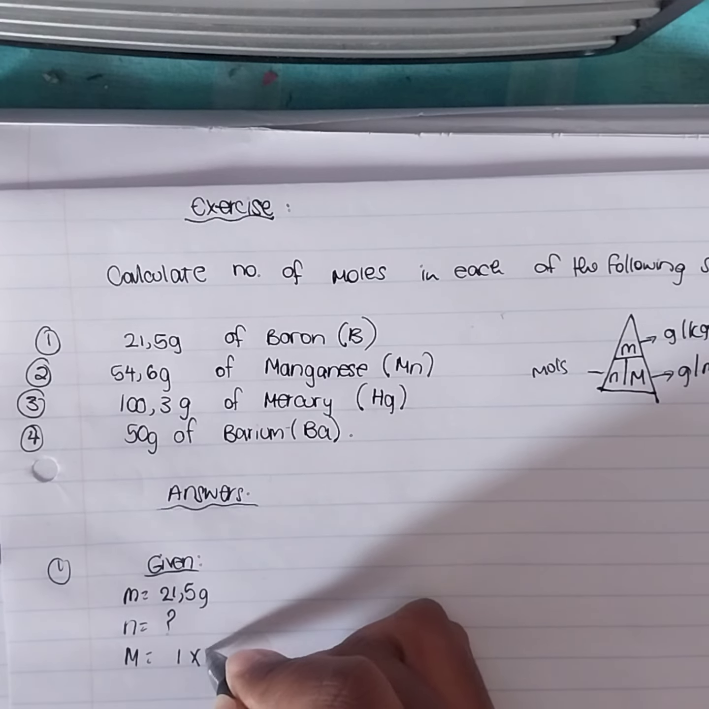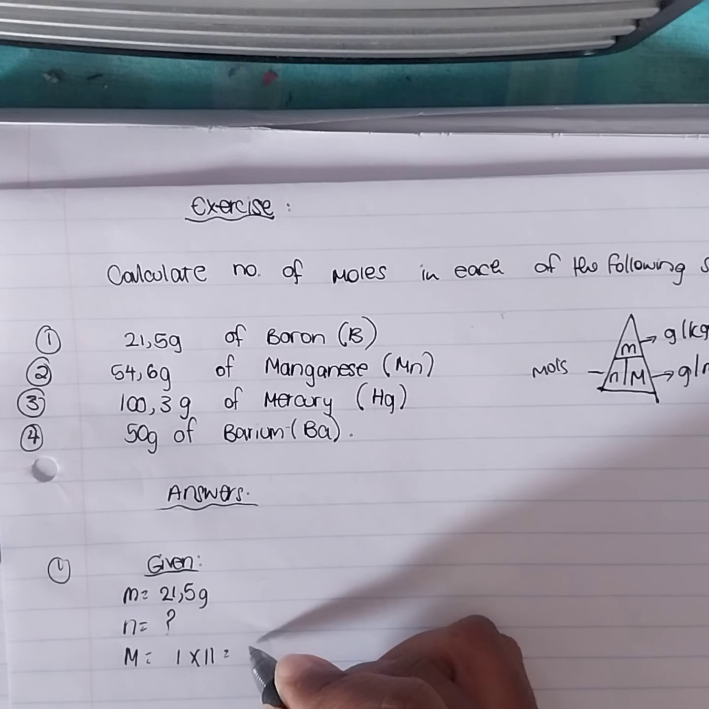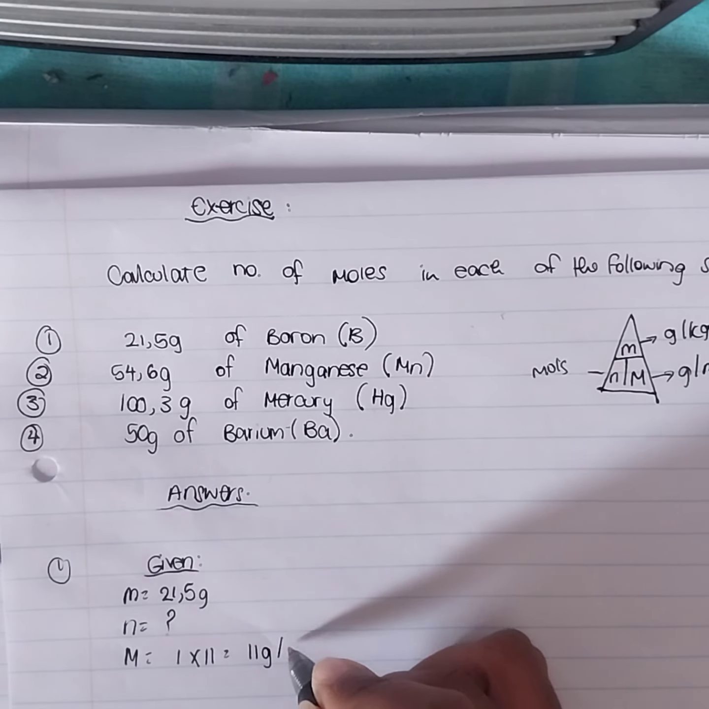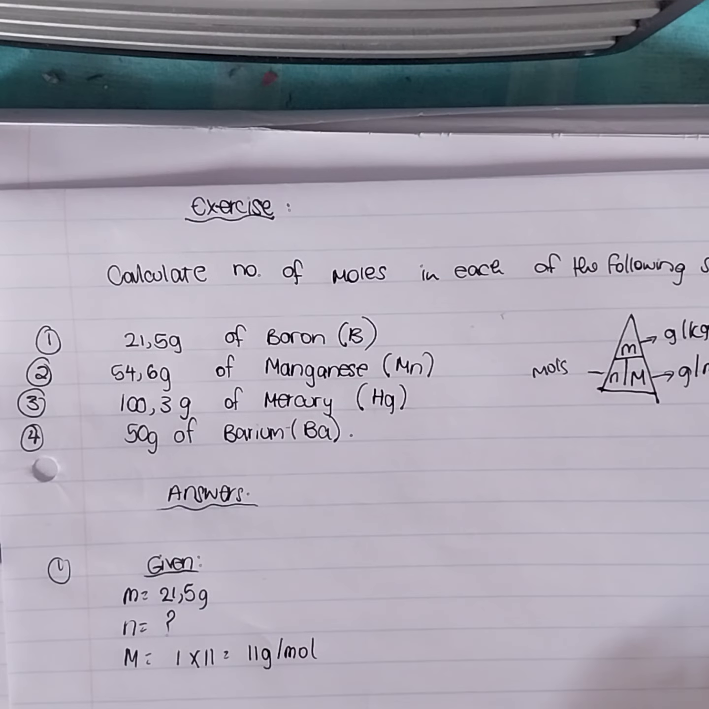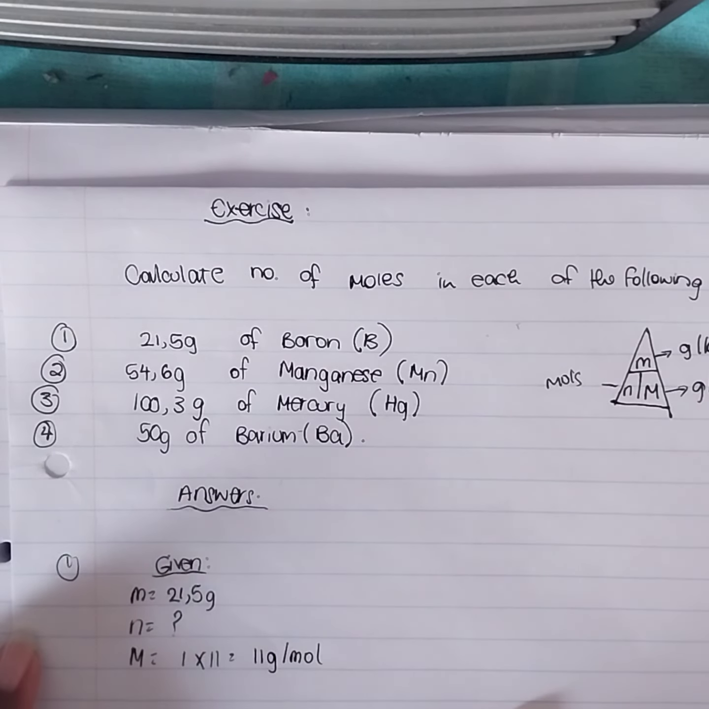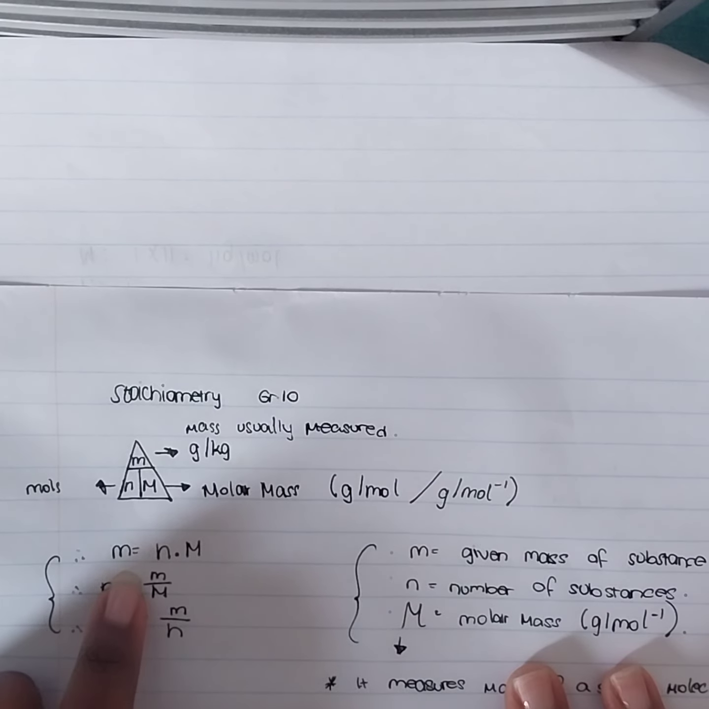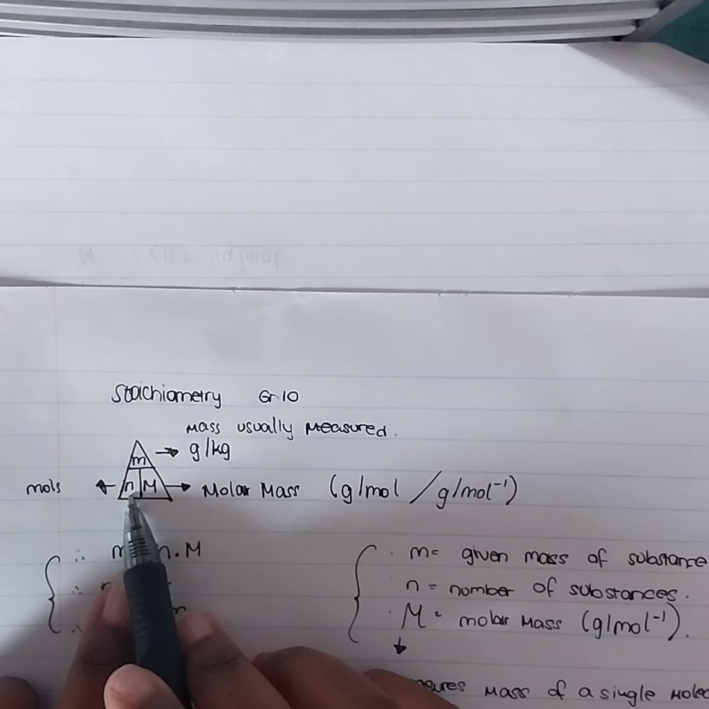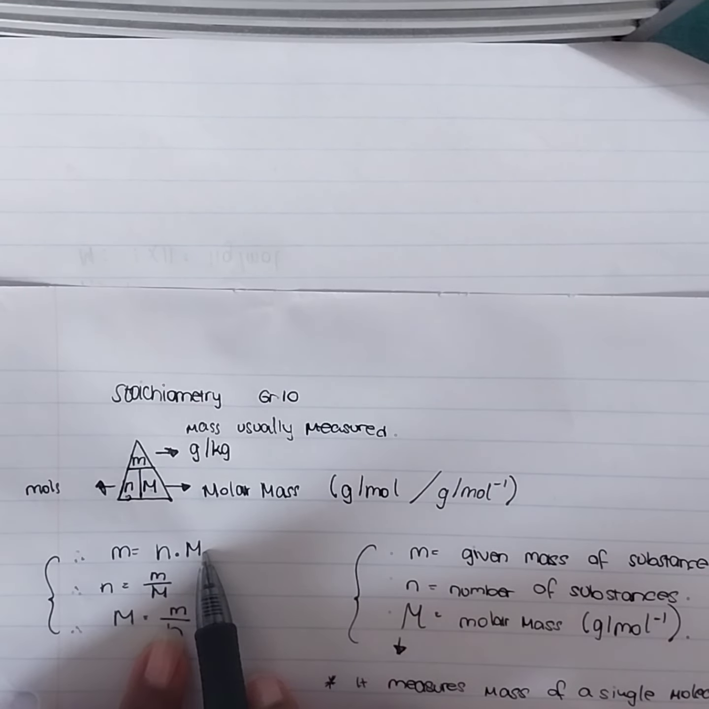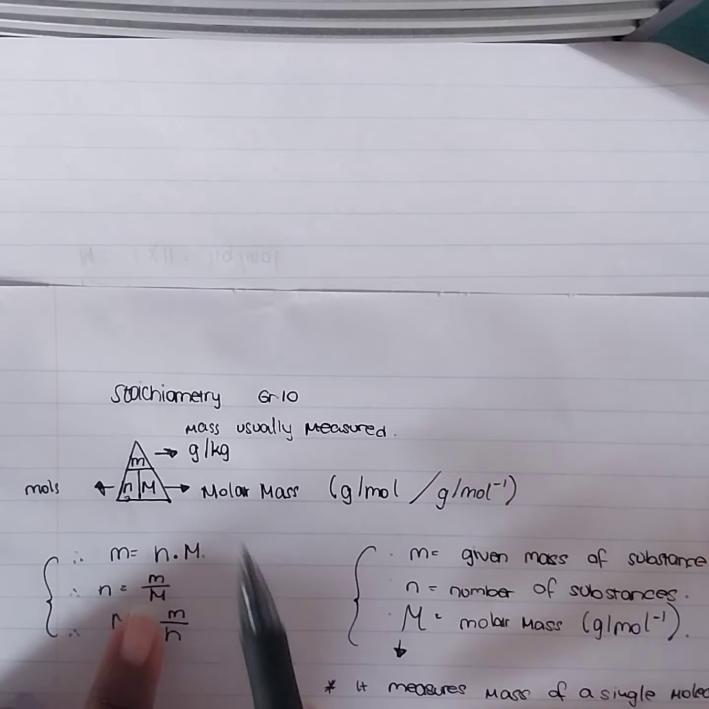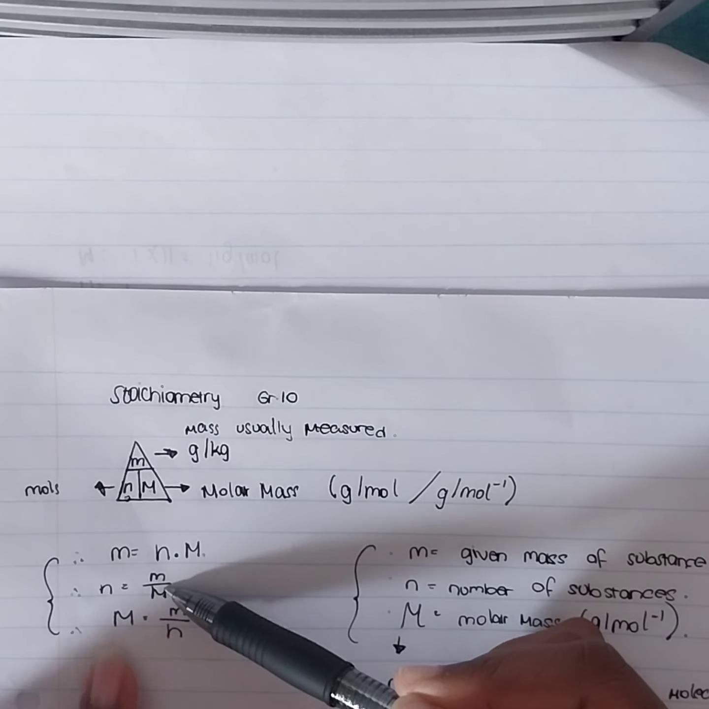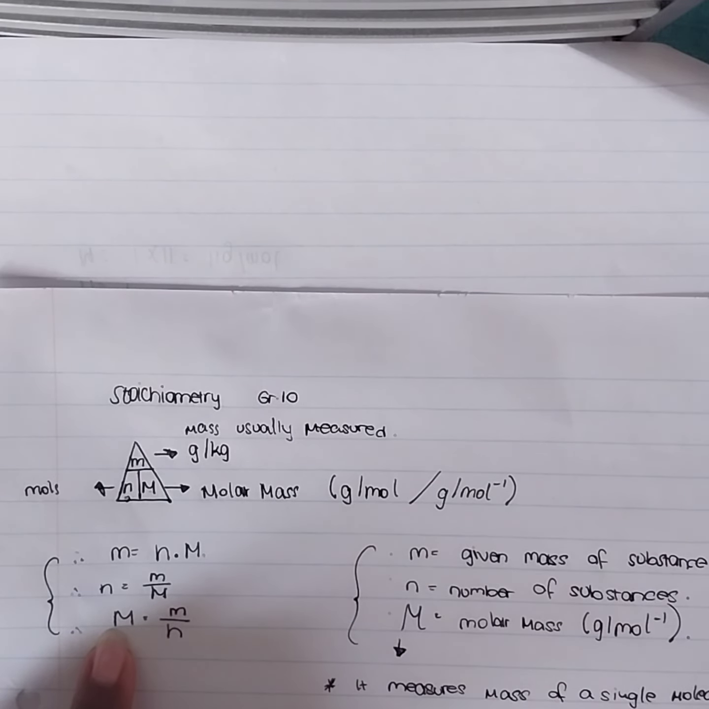So it's just 11, and it's just going to give you 11 grams per mole. That is your unit. Now, because I also wrote down for you guys this. Remember, your M, which is your triangle, is equal to N multiplied by M. Your number of moles is equal to your mass over your molar mass. And your molar mass is equal to your mass over your number of moles.